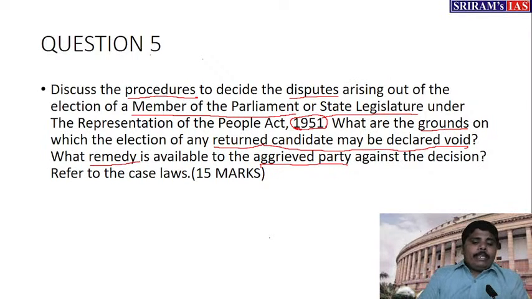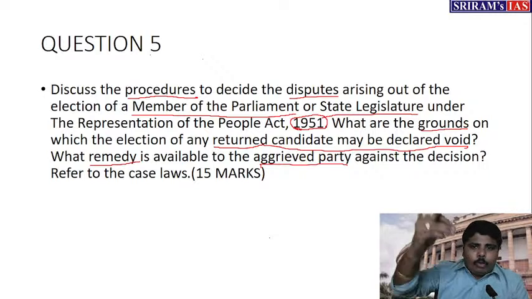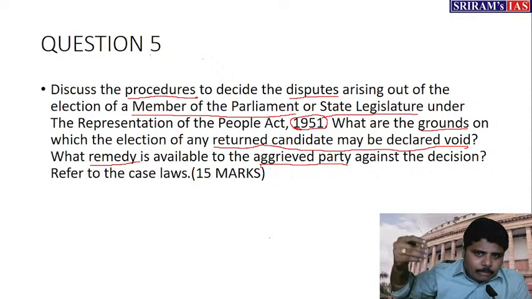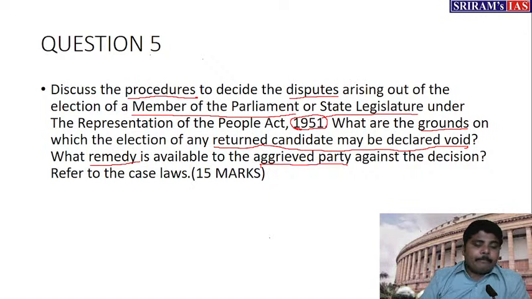Coming to the next one, there is a question: what are the grounds on which a person will be rejected, declared void? I told you A, B, C, D, E, F. These are the grounds available to declare a person null and void. At last, the question is what remedy is available. The remedy is very simple. Either we can go to the High Court or we can go to the Supreme Court. That's all. Beyond that, there is no remedy.